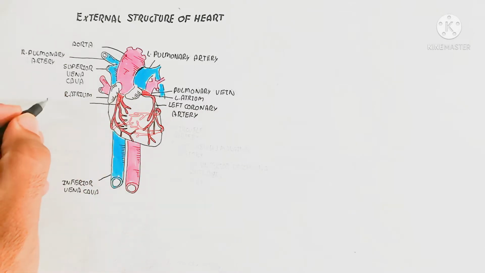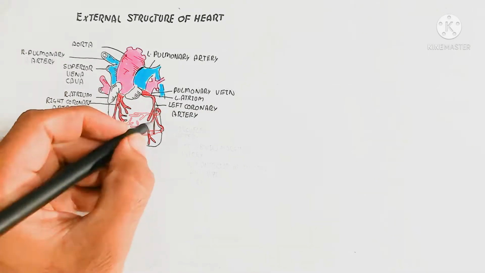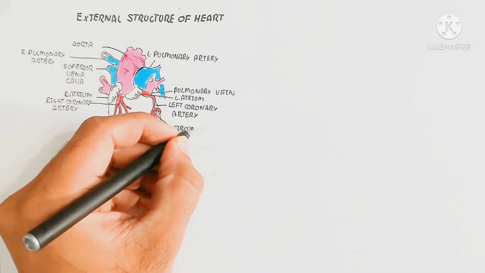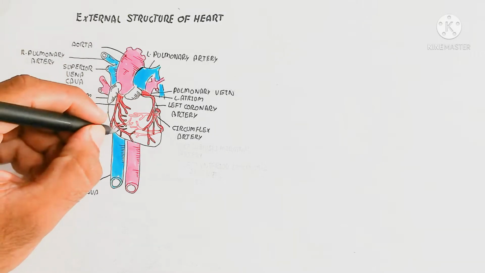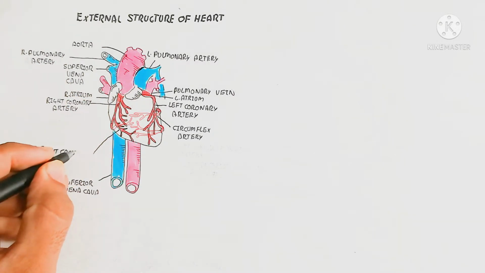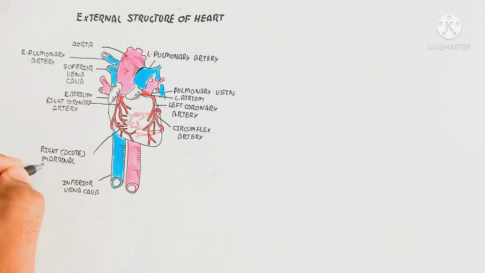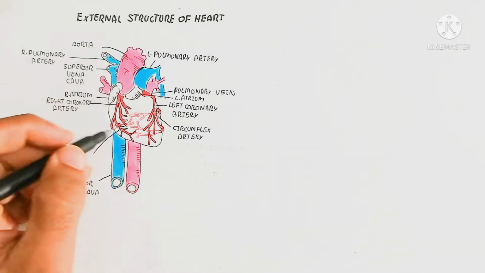So this is the single vein and artery that contain the opposite kind of blood: oxygenated blood and deoxygenated blood. This is the left atrium and right atrium, and this is the right coronary artery and left coronary artery, and the circumflex artery you can see in this diagram.